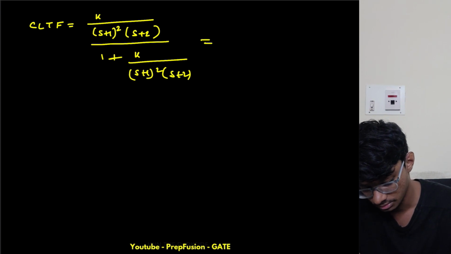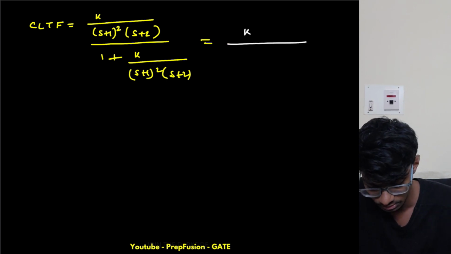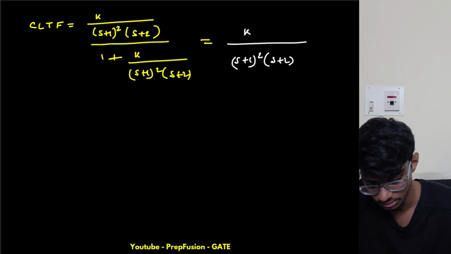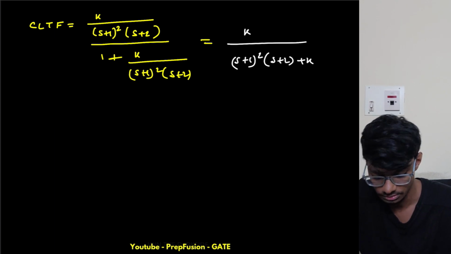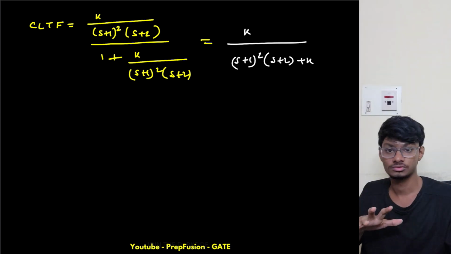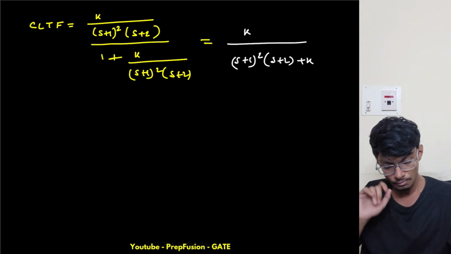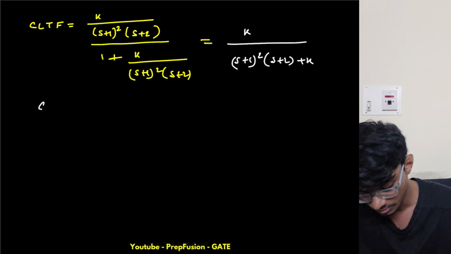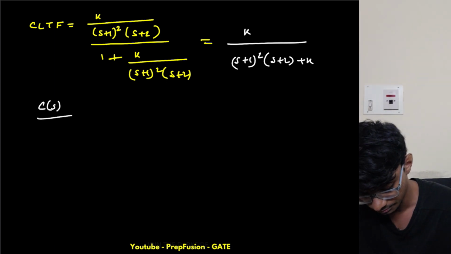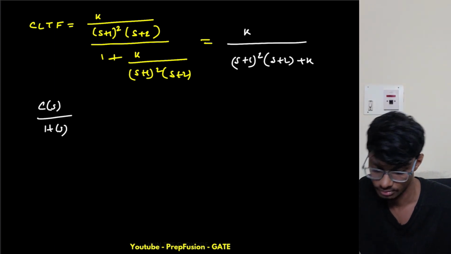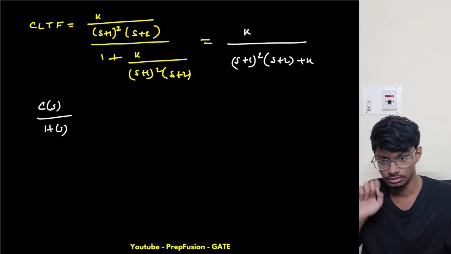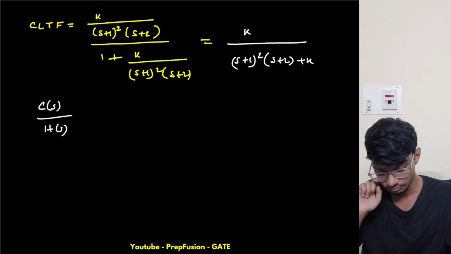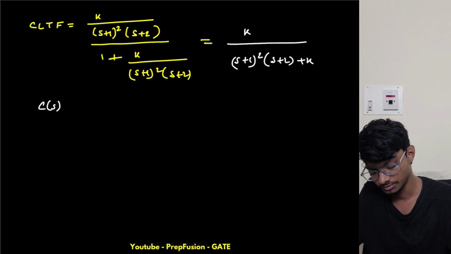So this equals K over s plus 1 whole square into s plus 2 plus K. This is my closed loop transfer function. So this equals C of s upon R of s.